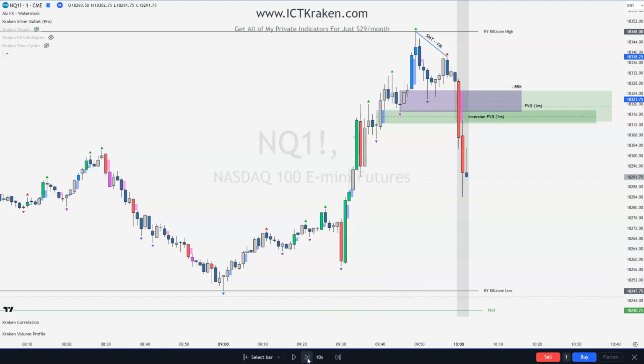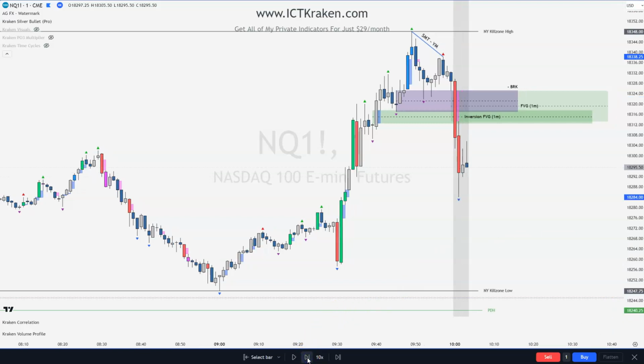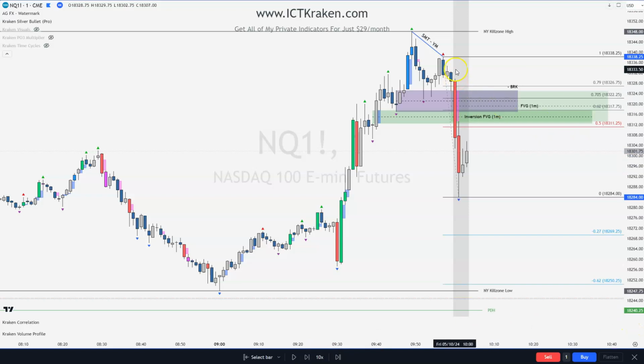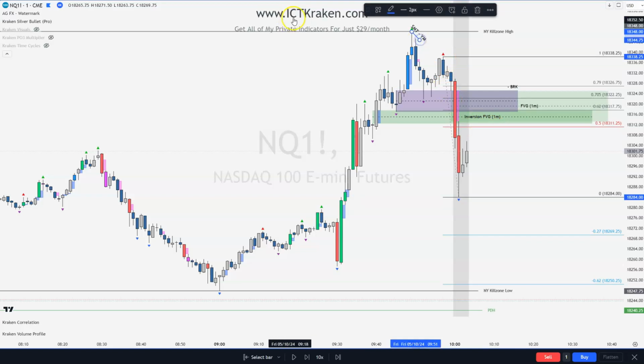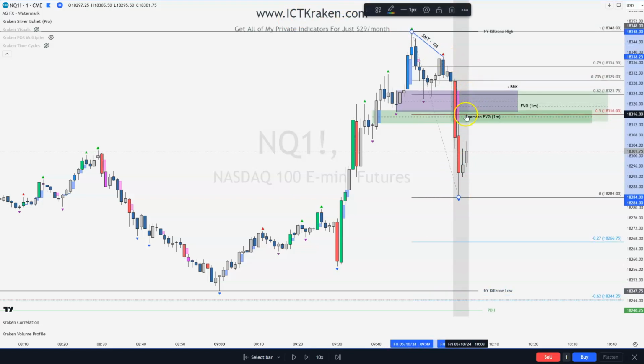I'd like to get into this trade. Let's see if we can get a pullback here. Now let's pull our fib from here to here. Optimal trade entry is obviously right in this area. Equilibrium's right here. Pull the fib here. Let's do the fib from here to here. Right in here is where I need to get in.